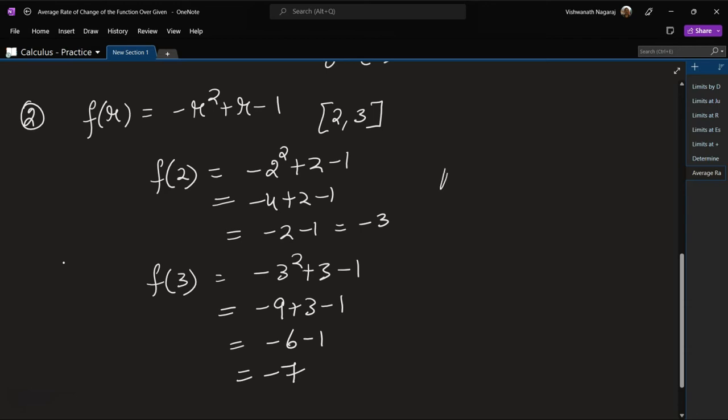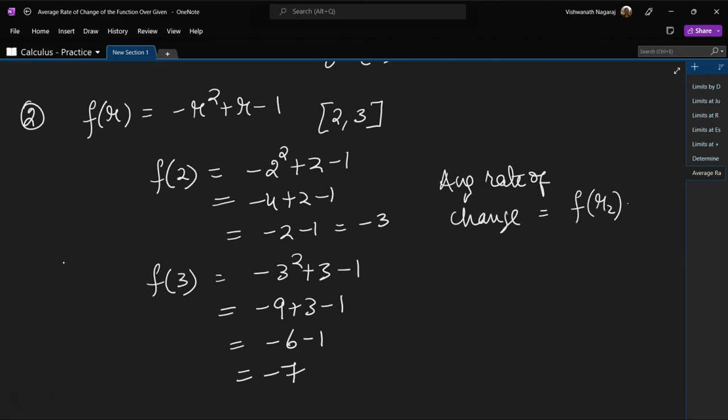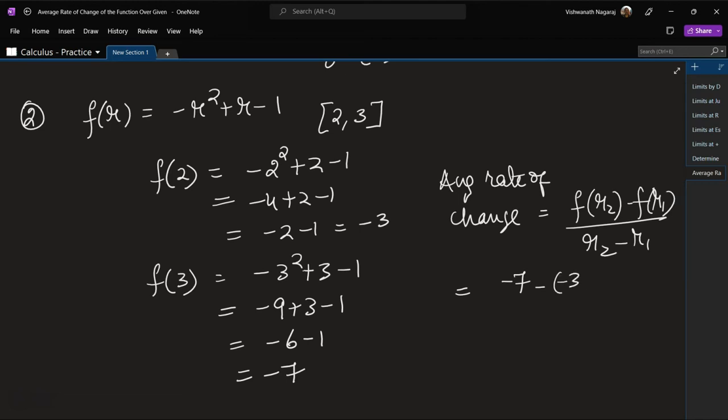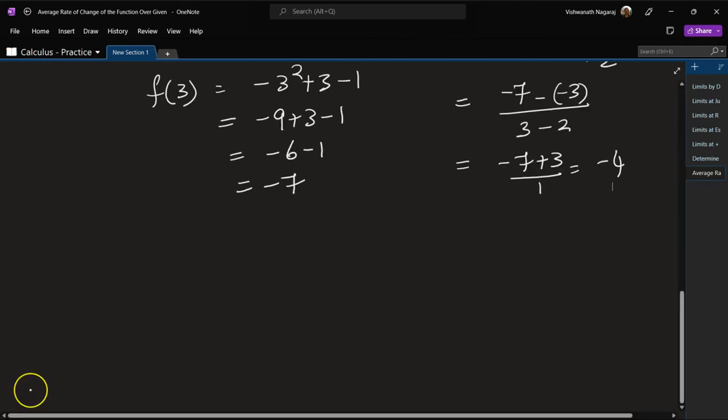And we know the average rate of change is equal to f of r2 minus f of r1 by r2 minus r1. This is equal to f of r2, which is minus 7, minus f of r1, which is minus 3, divided by r2, which is 3, minus 2. So it is equal to minus 7 plus 3 by 1, which is minus 4. Okay, third one.